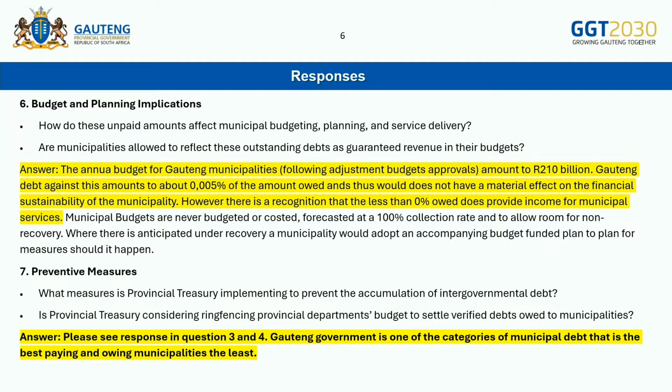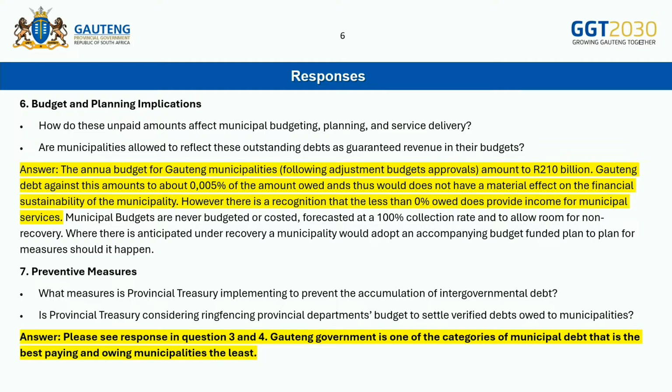If I can move to number 6, budget and planning implications. The question was asked, how do these unpaid amounts affect municipal budgeting, planning, and service delivery? There was also a question related to, are municipalities allowed to reflect this outstanding debt as guaranteed revenue in their budgets? Now, Chair, just to give you a synopsis, and that amount has actually moved. The annual budget for Gauteng municipalities as at the end of June 2025 was about 210 billion. We have just released or reported the first month's figures of the new financial year. And that number, Chair and members, have moved up to about 230 billion. That is what the aggregate budgets for Gauteng municipalities are.